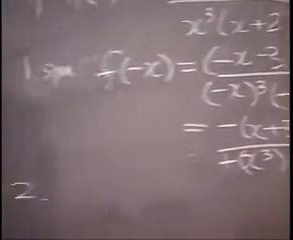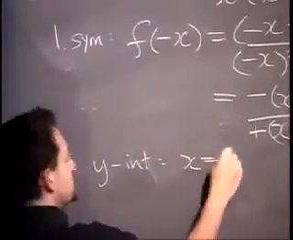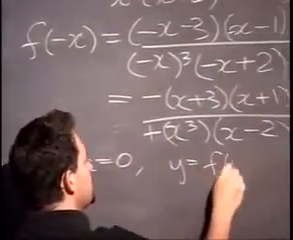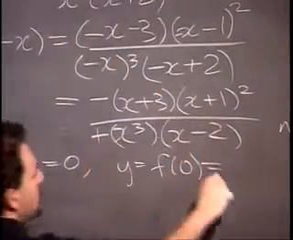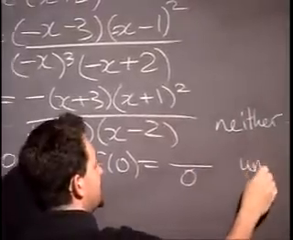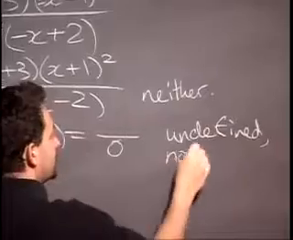What are we going to do? How about the y-intercept? Well, x equals 0. You have y is f of 0 equals, well, unfortunately, you have a 0 on the denominator, so it's undefined. No y-intercept.